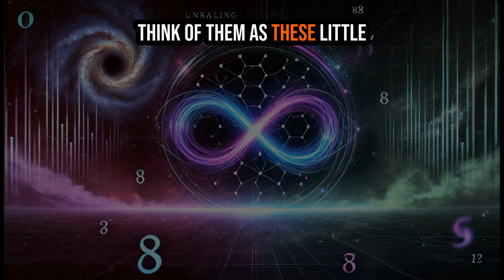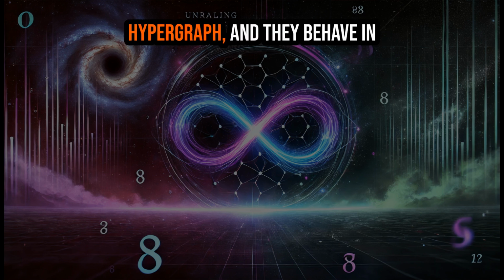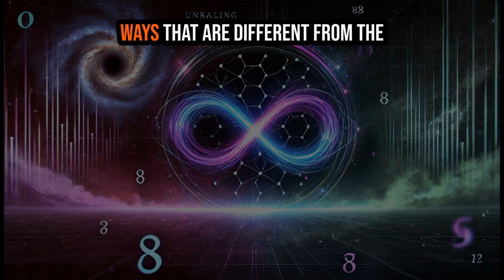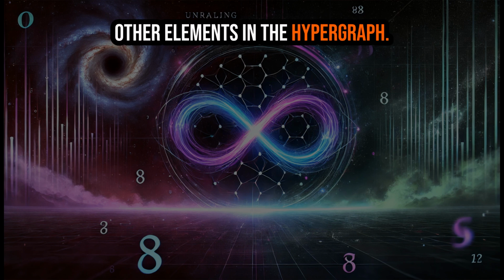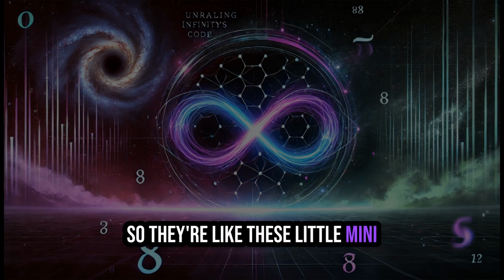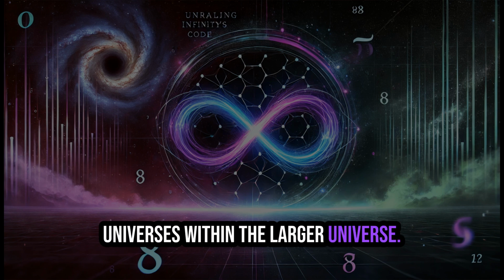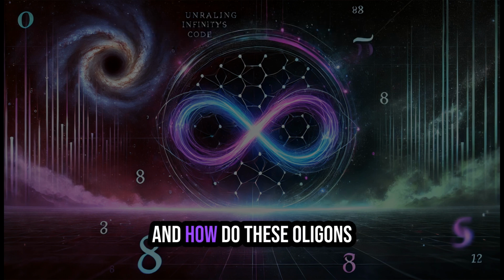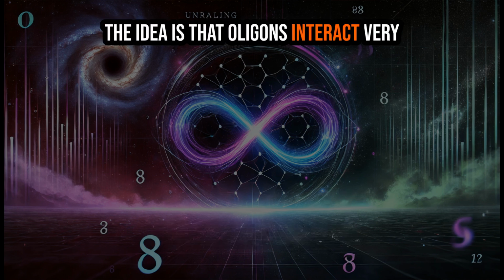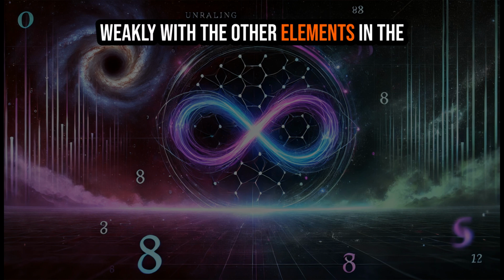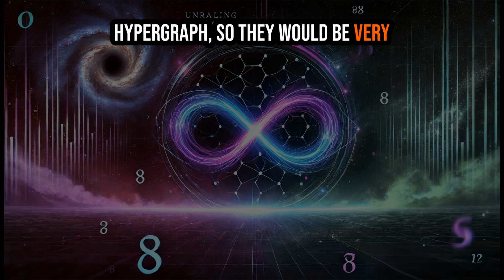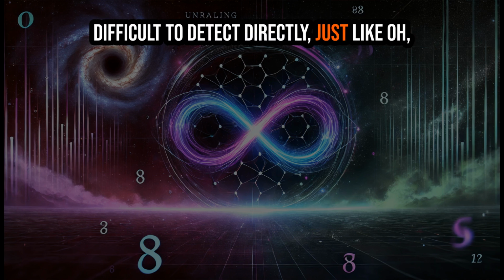Exactly. Think of them as these little pockets of complexity within the hypergraph, and they behave in ways that are different from the other elements in the hypergraph. So they're like these little mini universes within the larger universe. Yeah, you could think of it that way. And how do these oligons explain dark matter? The idea is that oligons interact very weakly with the other elements in the hypergraph, so they would be very difficult to detect directly, just like dark matter.